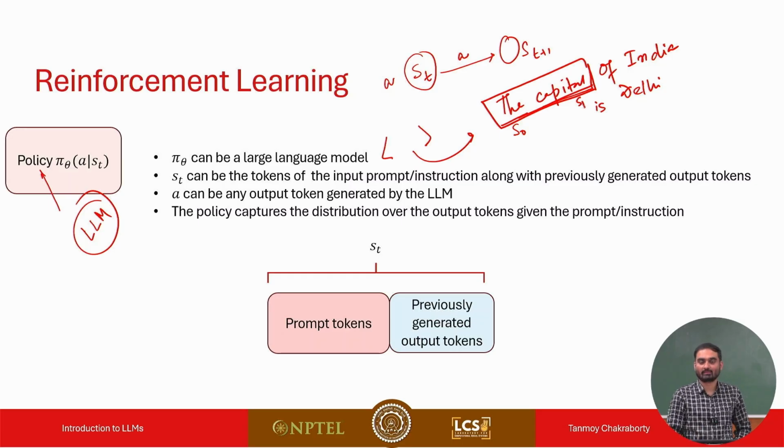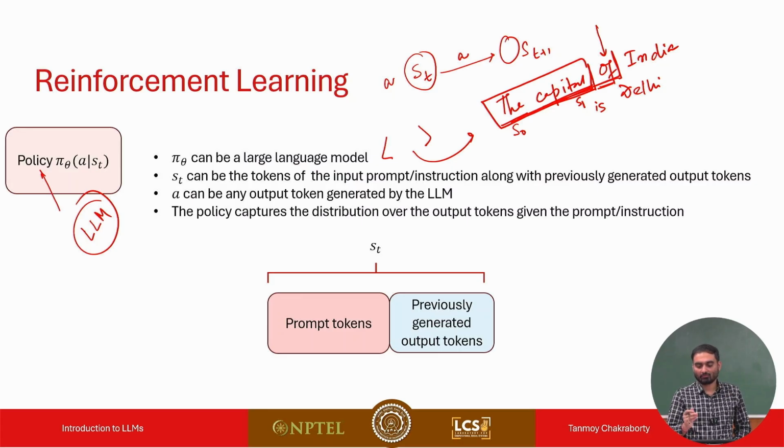So what is state 1? State 1 is "the capital." Then the policy model dictates that the next action is going to be "of," right? So the word "of" is generated. So the state so far is "the capital of," right? And so on and so forth.